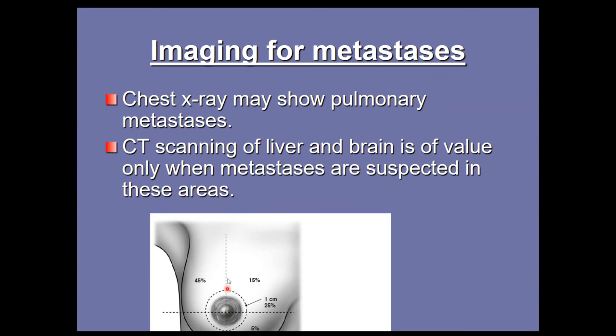This picture is again showing you the incidence of cancer according to location. 45% of breast tumors occur in the upper outer quadrant. 25% occur in the retroareolar region, and 15% occur in the upper inner quadrant. Then the lower outer, and then the lower inner.